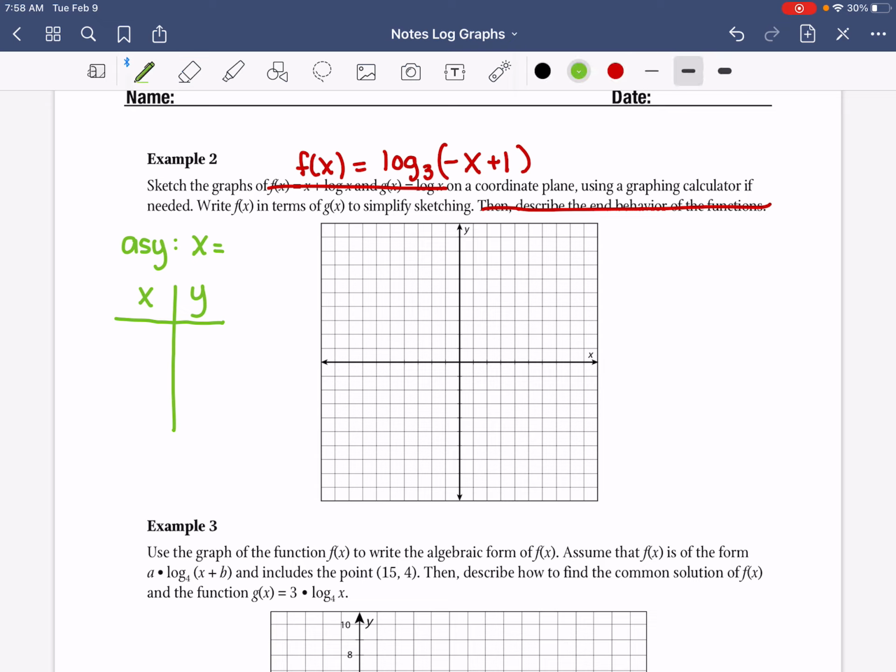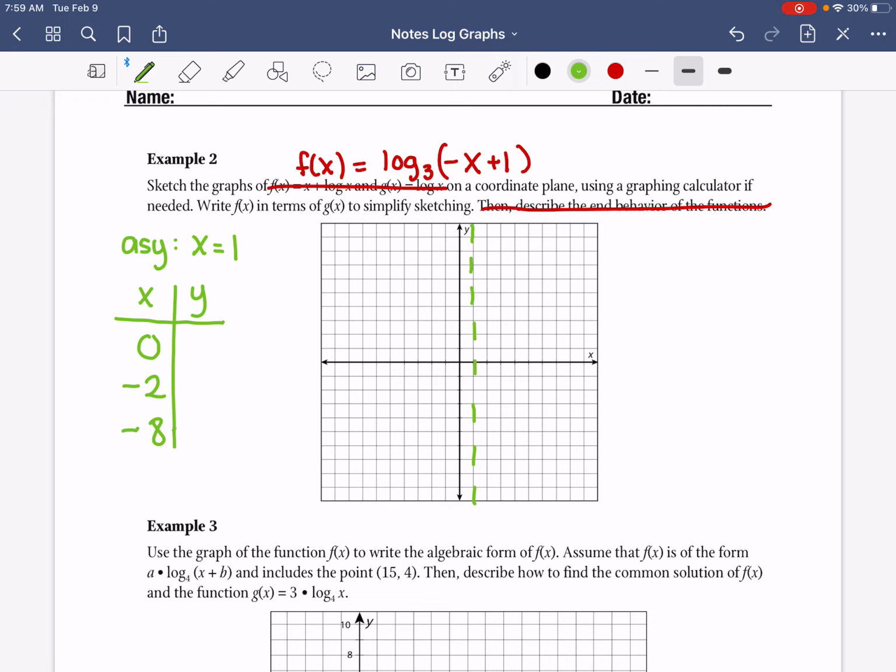Since my x was negative, my asymptote is actually at +1 because you're basically deciding what would make 0 here. If x was a +1, -1 and +1 would cancel each other out. So since x is negative, my asymptote is actually at this positive number. If your x is negative, then you actually get to keep the sign of this one. So the numbers I'm actually going to choose are 0, -2, and -8. So I'm still picking numbers that are on the left.